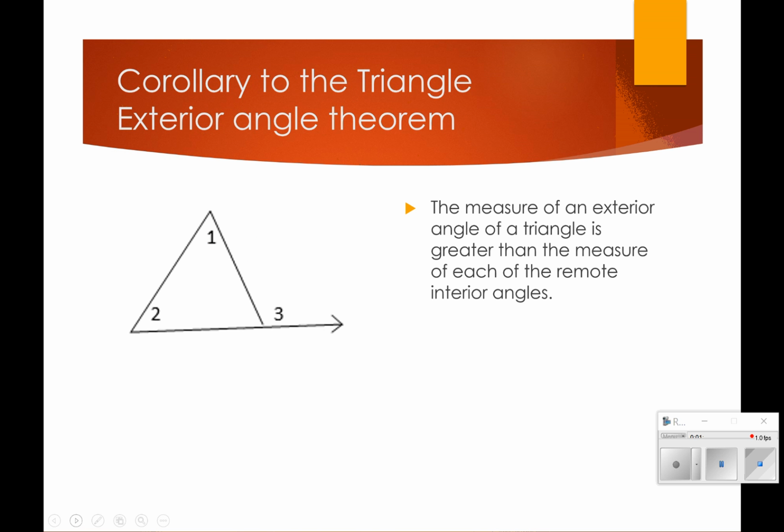So remember the triangle remote exterior angle theorem that we learned in a previous chapter said that the measure of angle 1 plus the measure of angle 2 is going to equal the measure of angle 3, our exterior angle, and then our remote interiors. Well, corollary, remember, is just kind of like an adding on to the proof. And so it says that the measure of an exterior angle of a triangle is greater than the measure of each of its remote interior angles. Again, that makes sense based on the comparison property of inequalities.